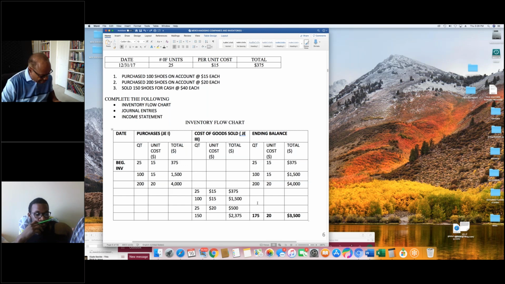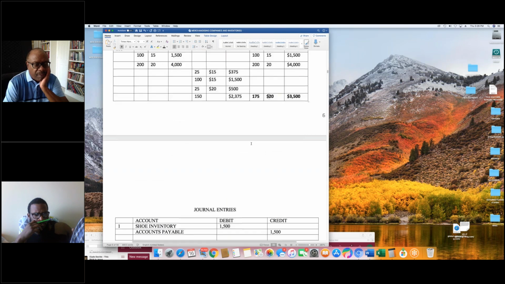Any questions? How does our income statement look now?